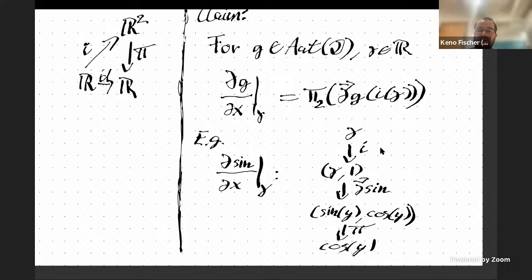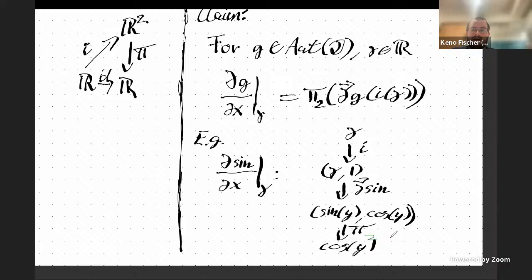We take our inclusion map, we end up at y comma one in R squared. We apply the functor to sine. We get this map DF that I defined, which, if you'll remember, is sine x, y cosine x. Afterwards we're in R squared still, we end up with sine y, cosine y, and then we project back down using, oops, that should be pi two, onto the second coordinate, and we get the derivative. So at least for this trivial example, the claim holds. Okay, are we comfortable with this example?